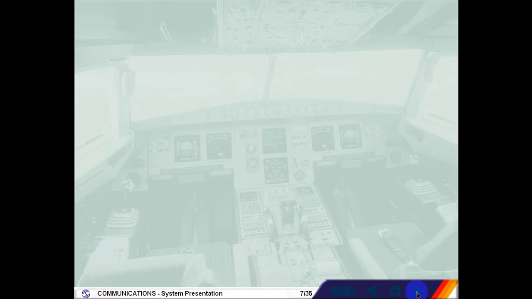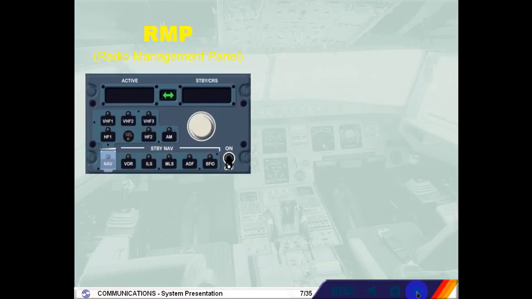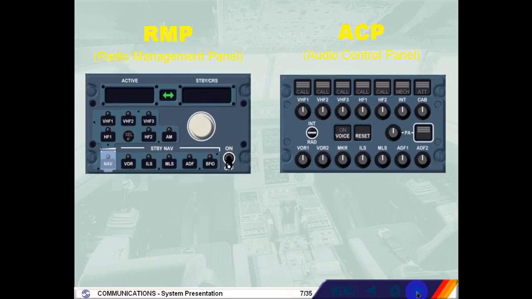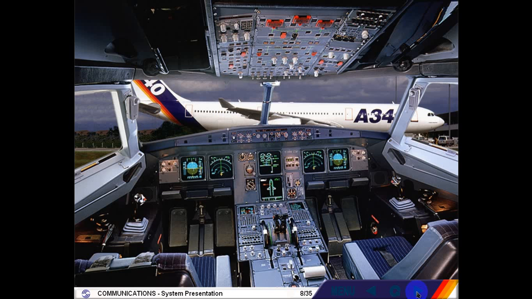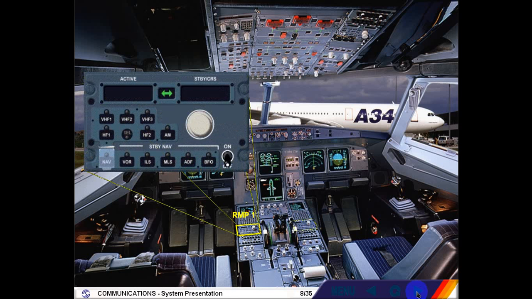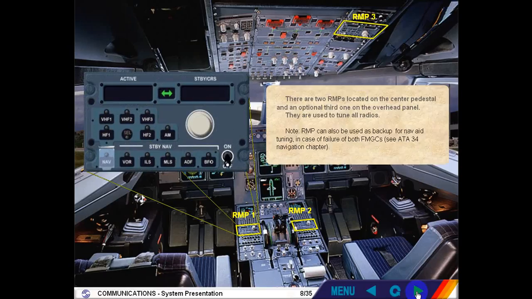Control of all radio communications is achieved through radio management panels, RMPs, and audio control panels, ACPs. Let's start with the RMPs. There are two RMPs located on the center pedestal and an optional third one on the overhead panel. They are used to tune all radios. Note, the RMP can also be used as backup for NavAid tuning in case of failure of both FMGCs. See ATA 34 navigation chapter.